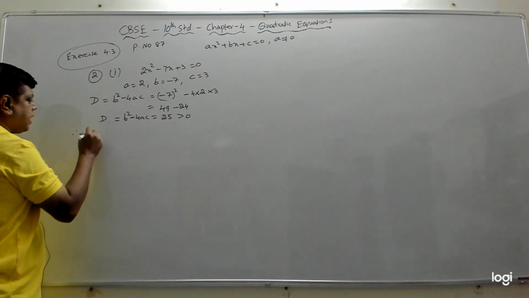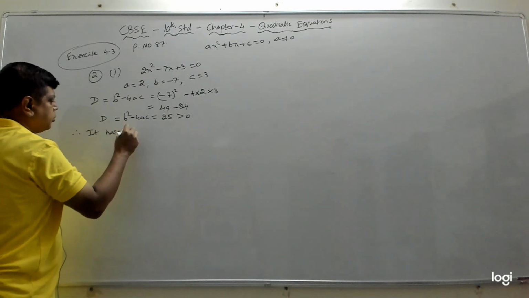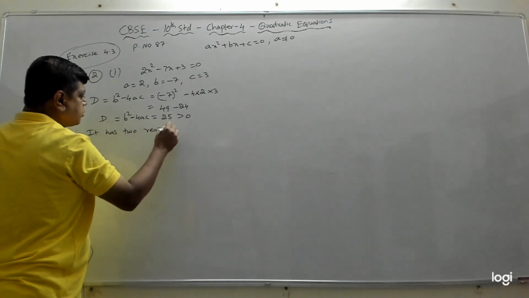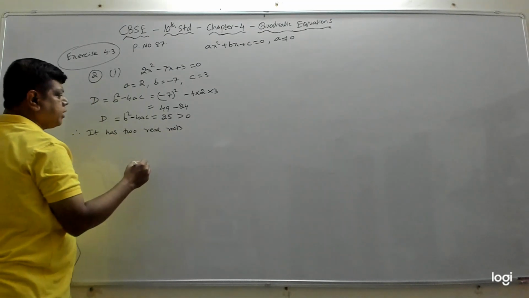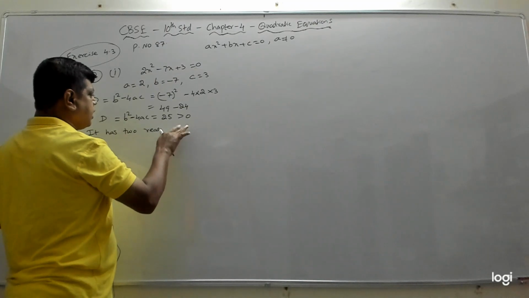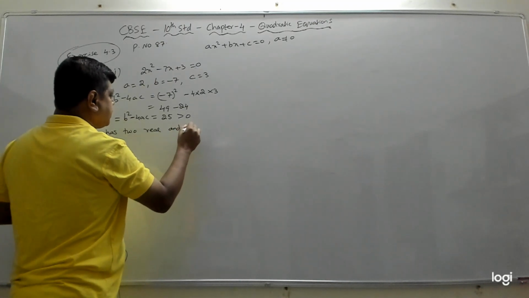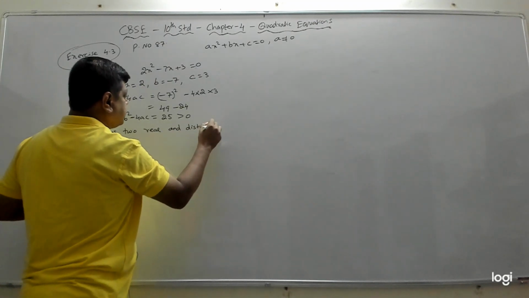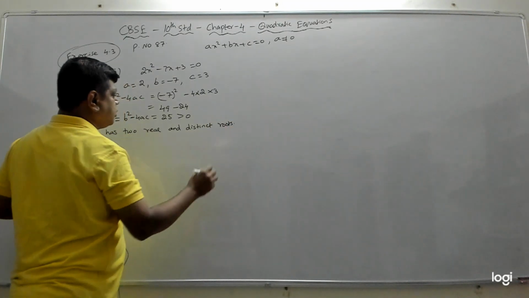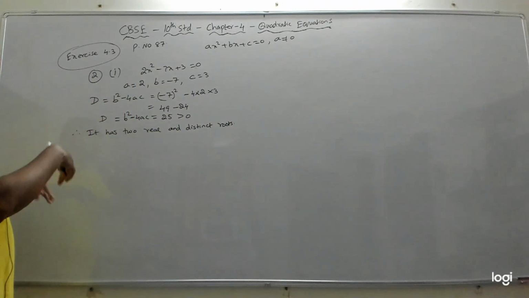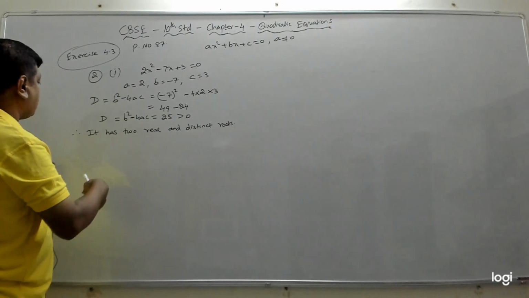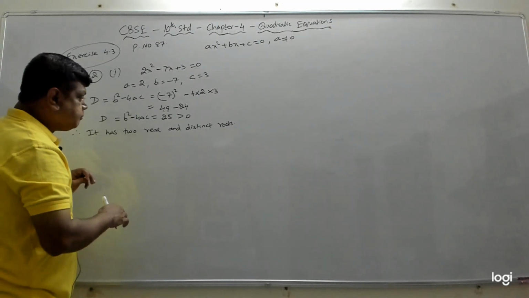Therefore, it has two real and distinct roots. Now we can proceed and apply the quadratic formula, and then we can try to find the roots.